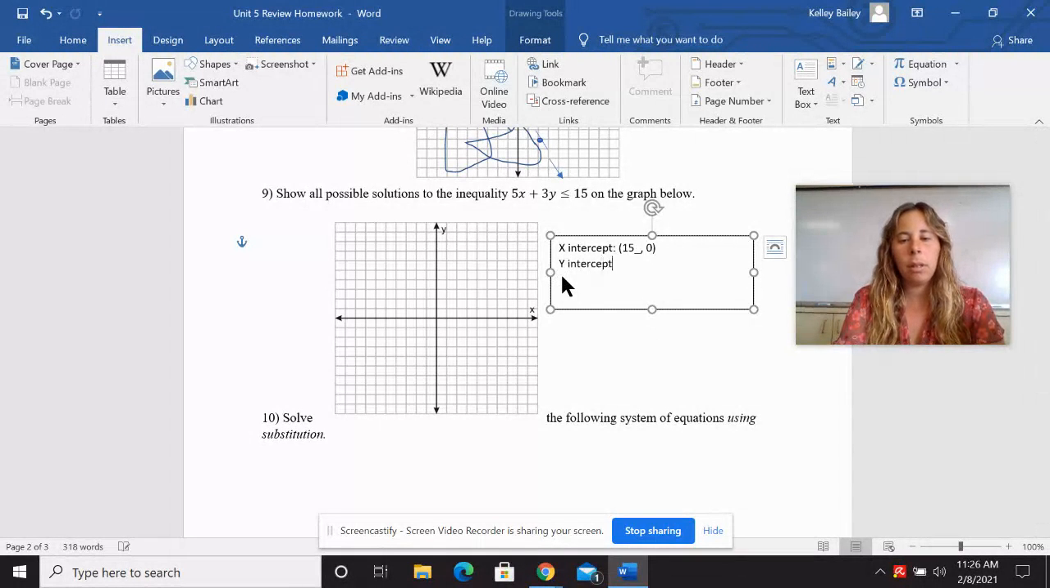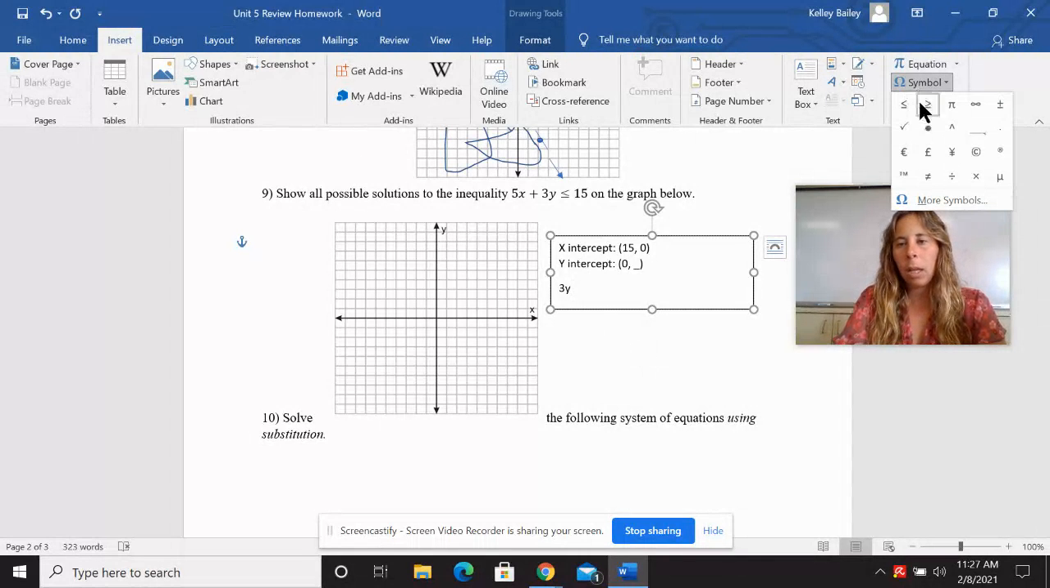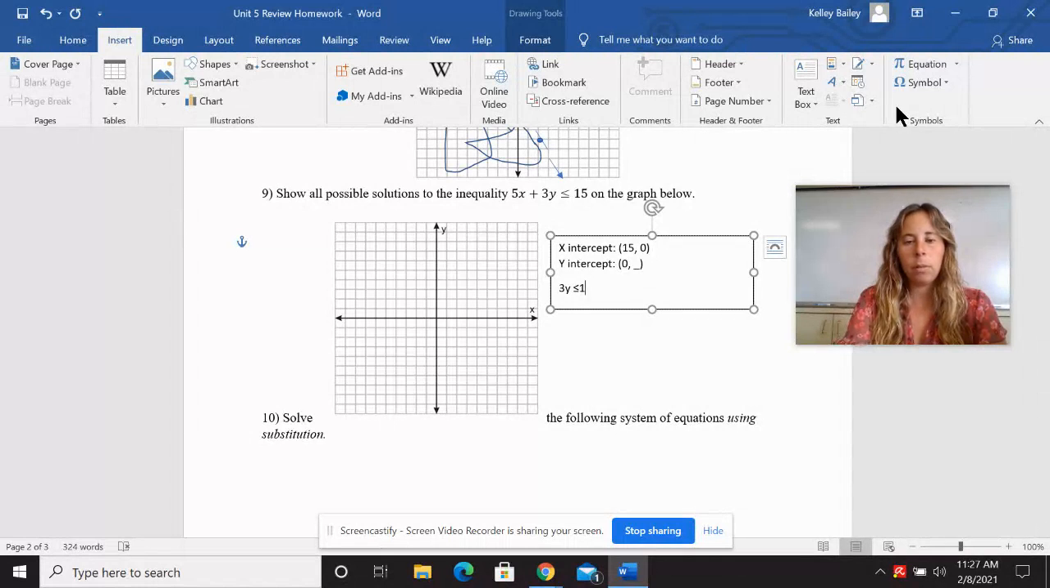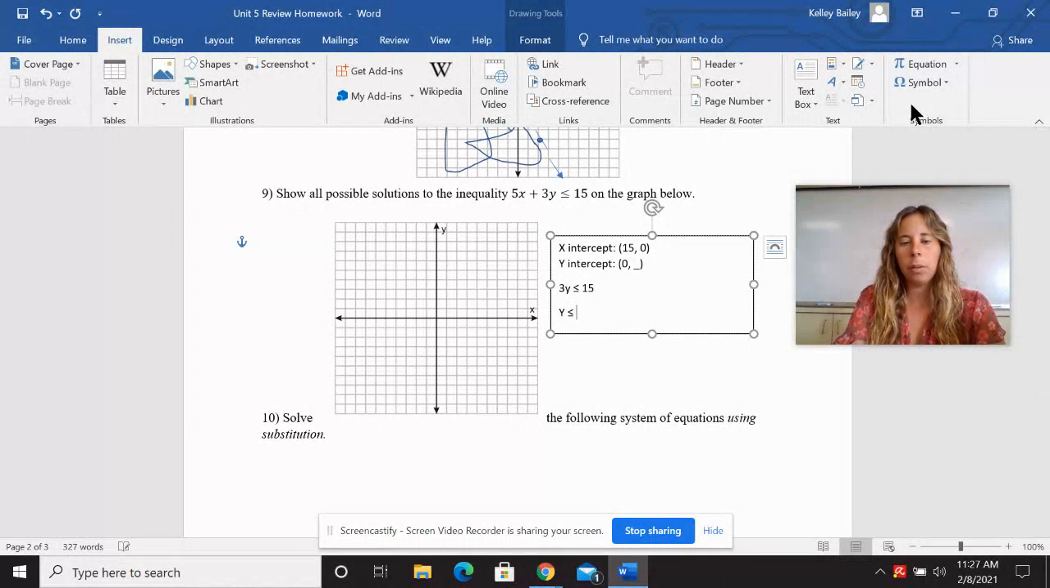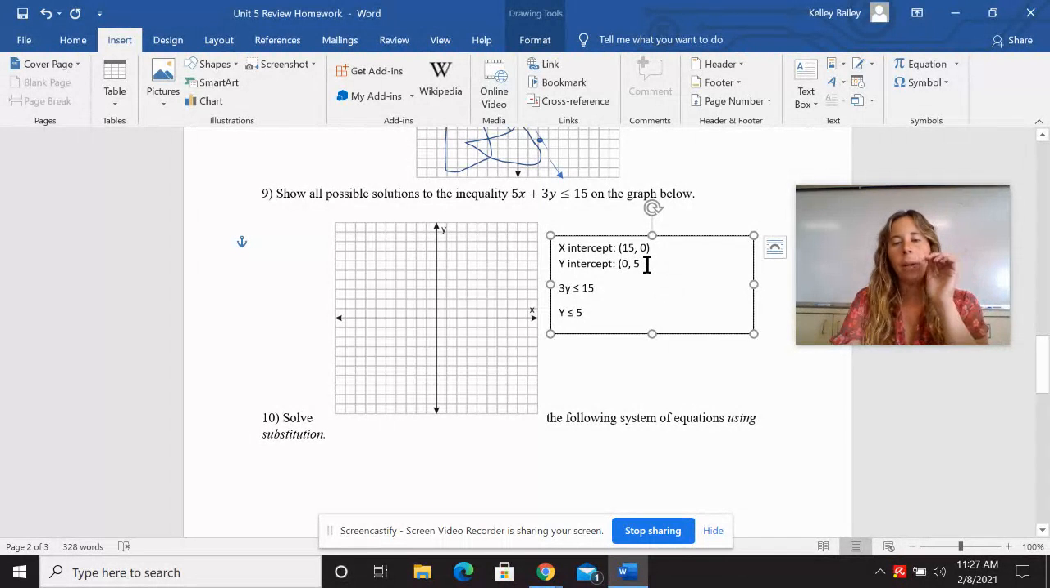My y-intercept: x is 0, what's y? Substitute 0 in for x. So 5 times 0 is just 0. Therefore, you're left with 3y is less than or equal to 15. Then you would divide by 3. Y is less than or equal to 5. All right, now we can graph them.